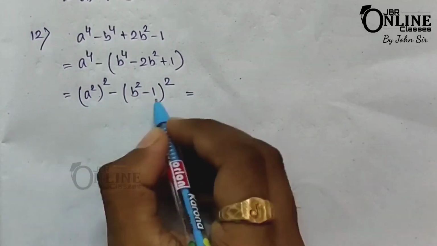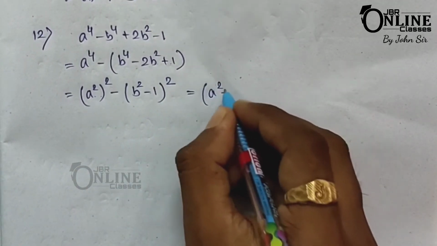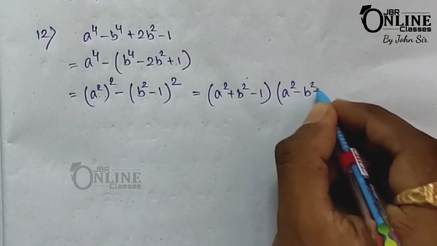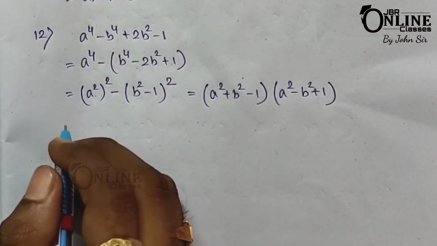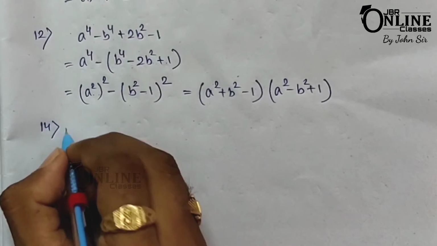So now it's a and it's b, so we can apply the formula a square minus b square. So that will be a square plus b square minus 1, and next a square minus b square plus 1. Okay, so that is the answer. Now next sum number 14. Sum number 14(2).